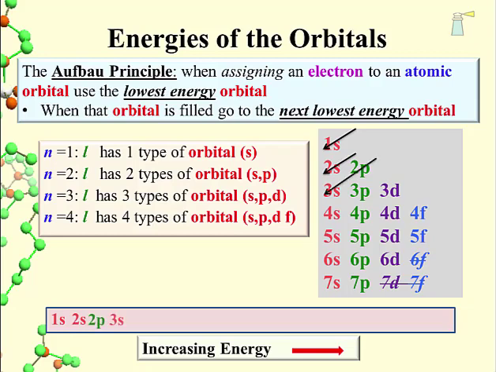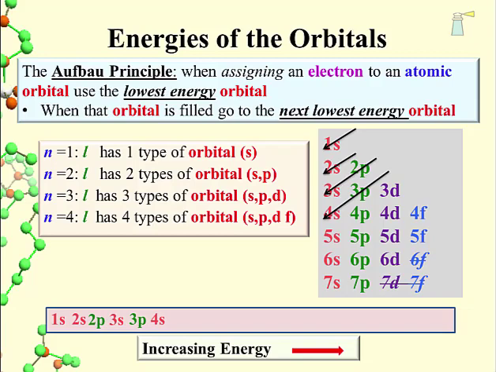The next arrow goes through 2p and then on to 3s. And on our list, we include 2p and 3s. The fourth arrow goes through 3p and 4s. It does not go through 3d before 4s.